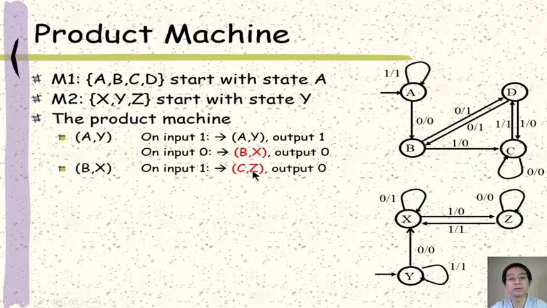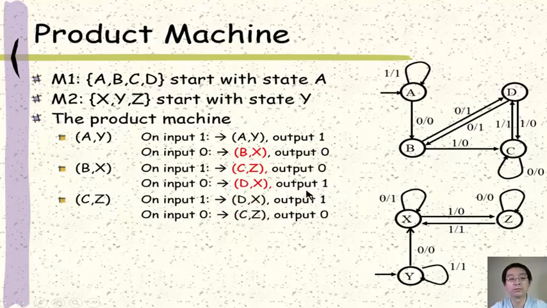Keep on with this process, and then we check what happens when the input is 0. In this case, for B, when input is 0, it outputs 1 and moves to D. For X, when input is 0, it remains at X and outputs 1. So again, they agree on their output, and their next state will be a new state, D and X. Now we have two more new states, CZ and DX, and we're going to analyze them one by one.